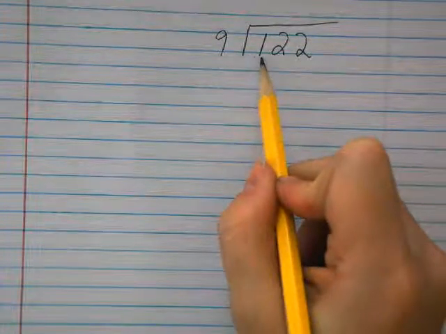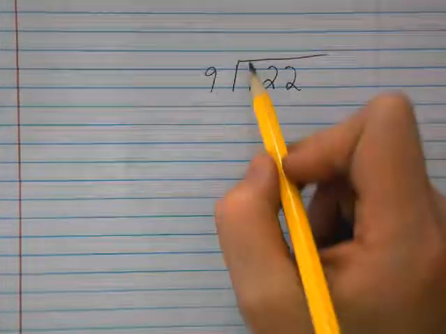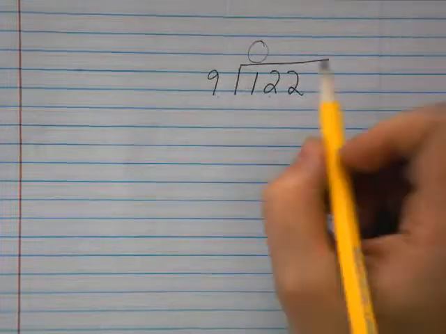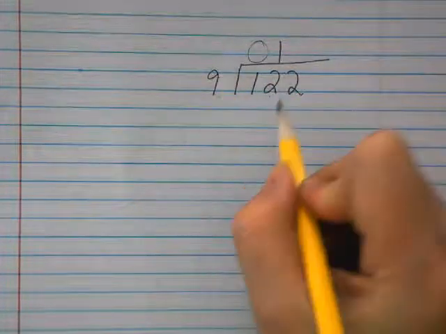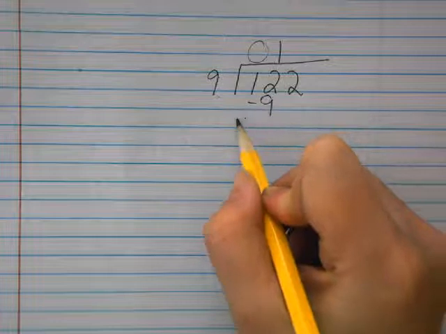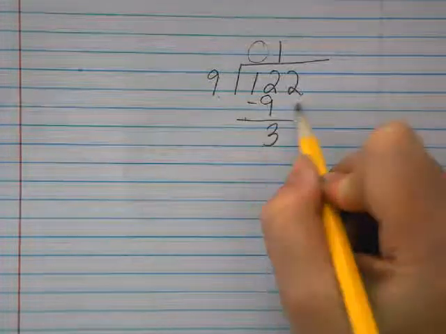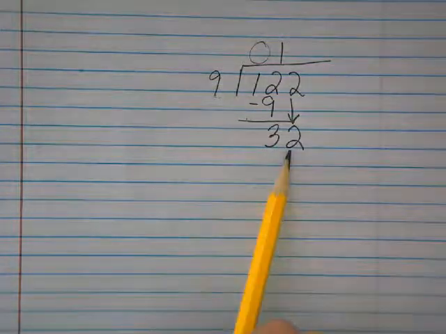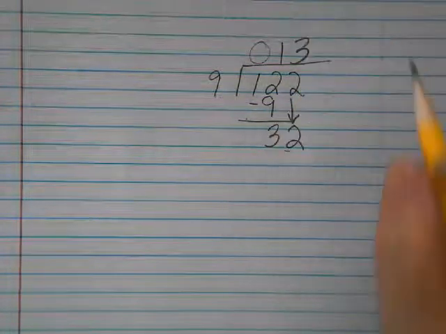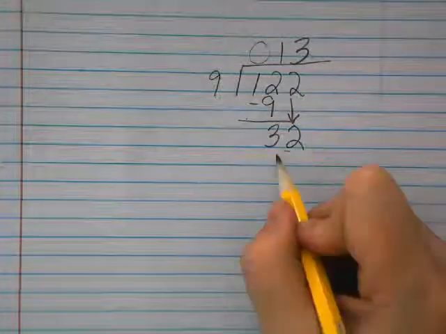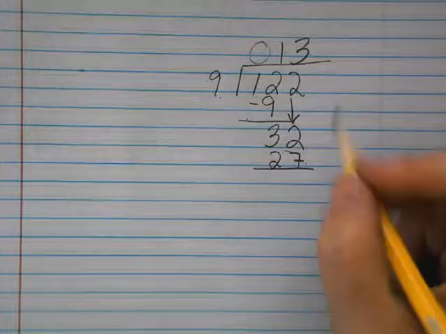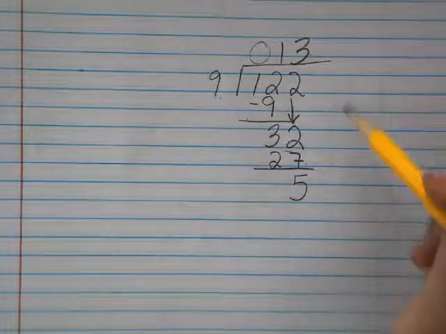122. Okay, 9 can't go into 1, so this is kind of just what I was saying. There's a placeholder there. 9 into 12 is 1 time. 1 times 9 is 9. Subtract. You have 3. 9 can't go into 3, so you bring down the 2. 9 can go into 32 3 times. 3 times 9 is 27. And then what is this? 5. Okay? I have nothing else to bring down.